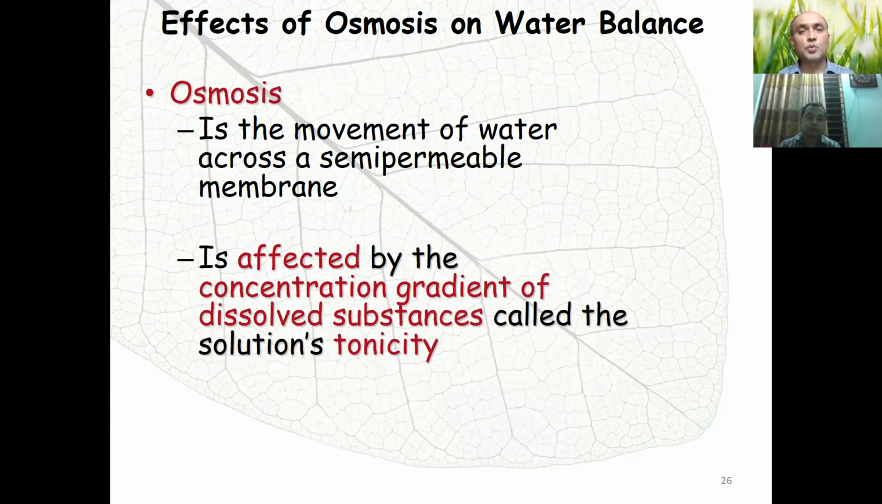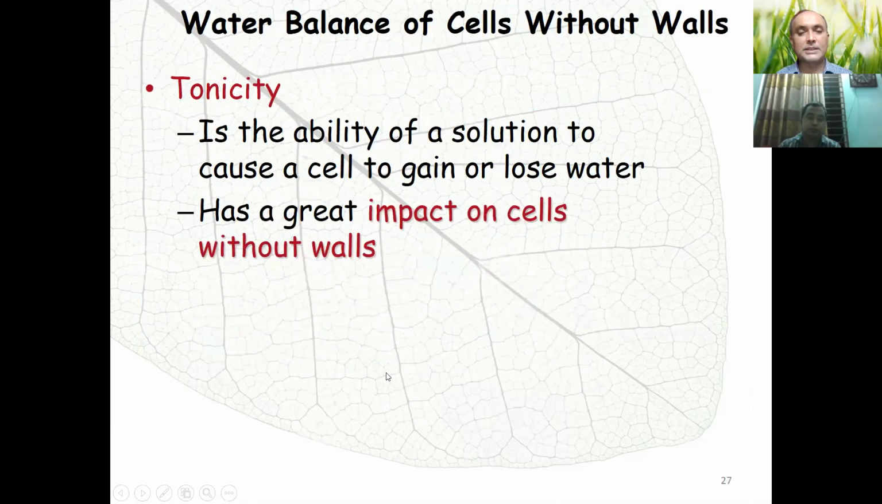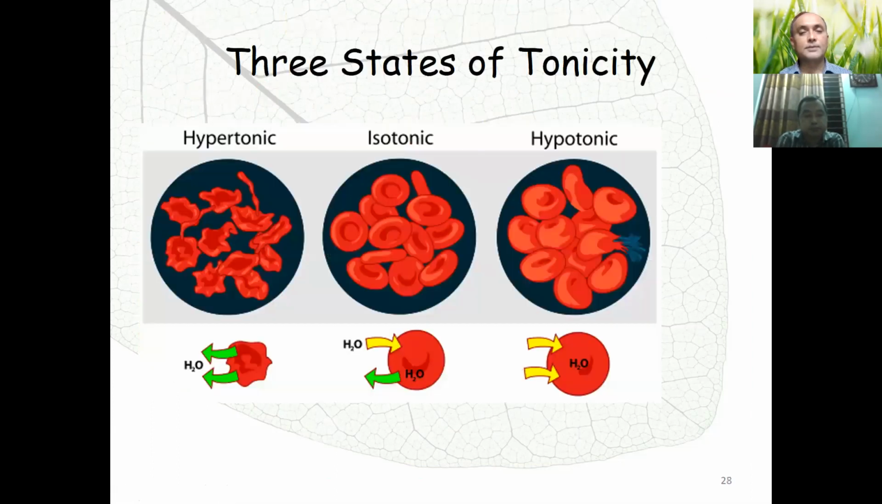The effect of osmosis on water balance. Osmosis is the movement of water across a semi-permeable membrane, and it is affected by the concentration gradient of dissolved substances in the solutions, called tonicity. Tonicity is the ability of a solution to cause a cell to gain or lose water, and it has a great impact on cells without walls. Three states of tonicity are classified: hypertonic, isotonic, and hypotonic.